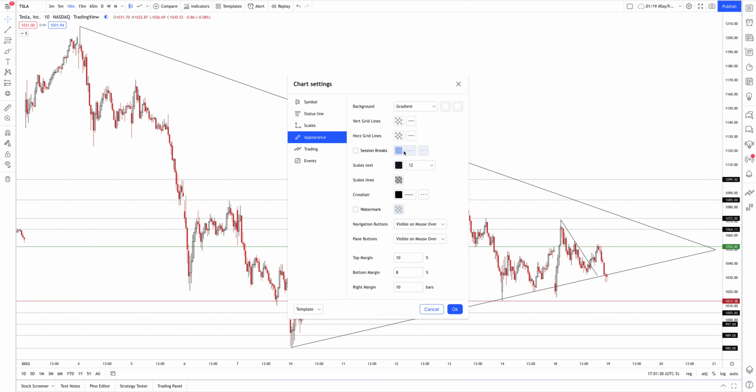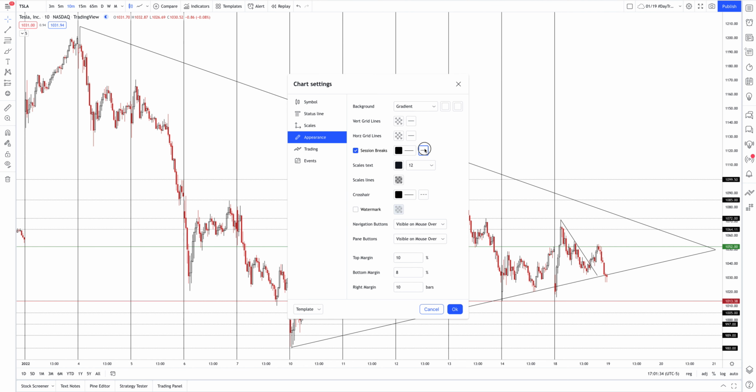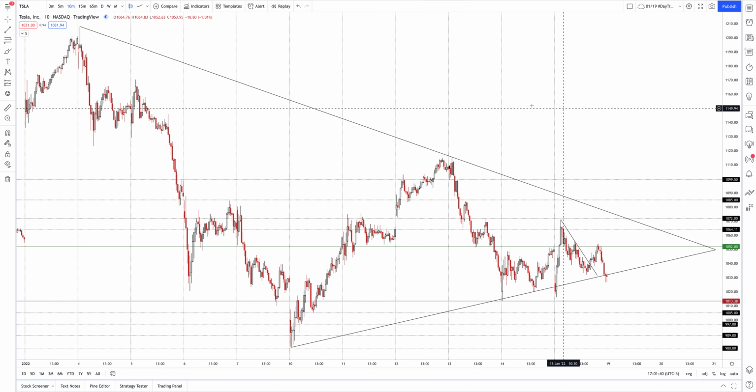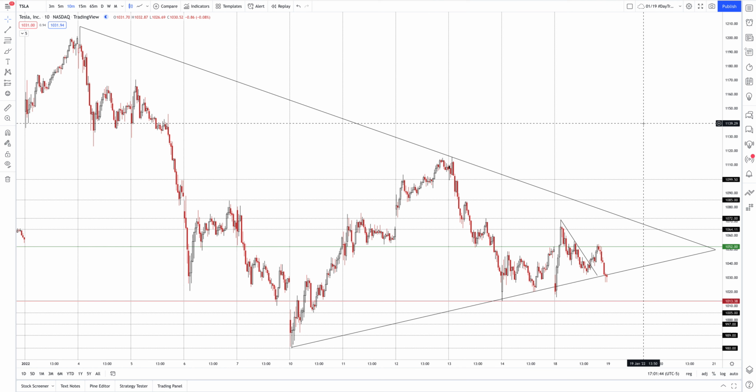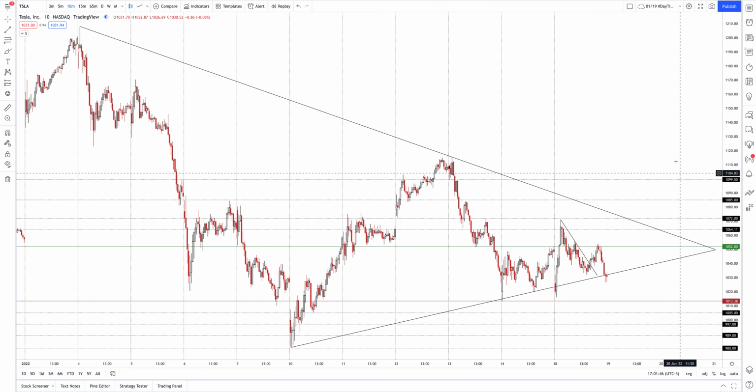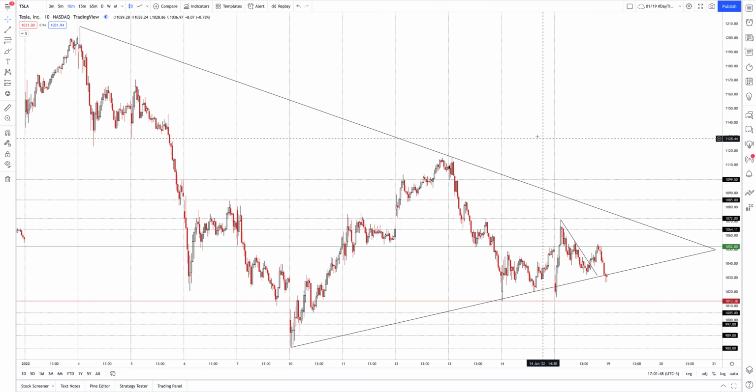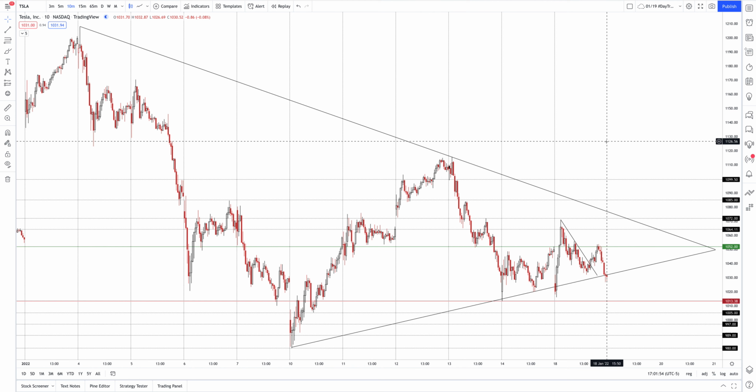Let me go ahead and create some session breaks here so we can delineate between sessions. See these vertical lines that I'm drawing in the background represent each day in totality of price action on this 10-minute time frame. So each candle represents 10 minutes of price action. Each line break represents an entire day's worth of price action. And you can see today's ended here.